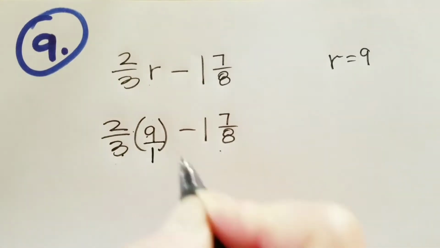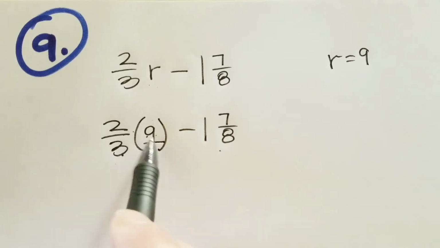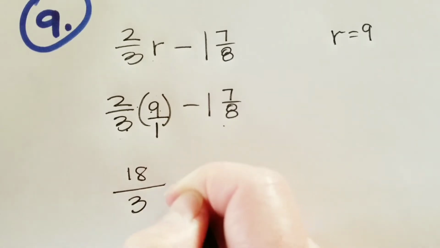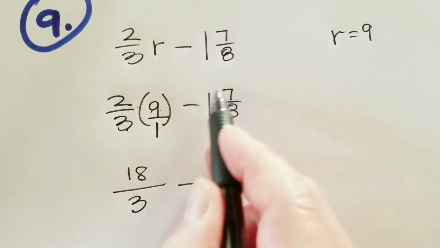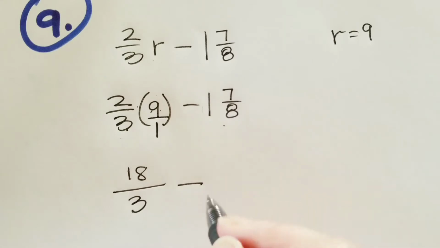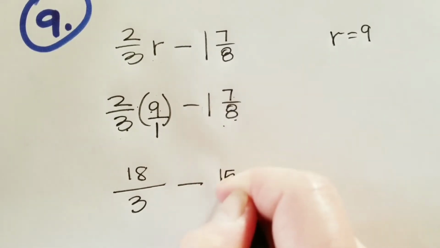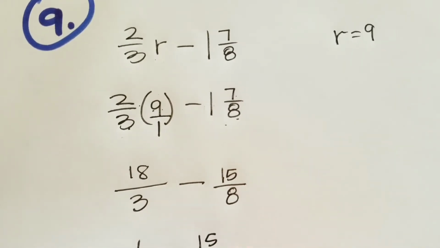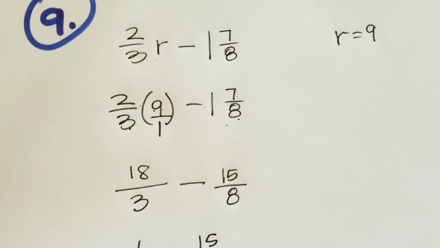So any whole number is always over 1. So I'm going to multiply across. 2 times 9 is 18, and 3 times 1 is 3. I'm going to go ahead and change this to an improper fraction. 1 times 8 is 8, plus 7 is 15. Denominator stays the same. And so now I see that 18 divided by 3 is 6, so I'm just going to choose that method. There's another way you can do that, but that's the way I'm going to do it.